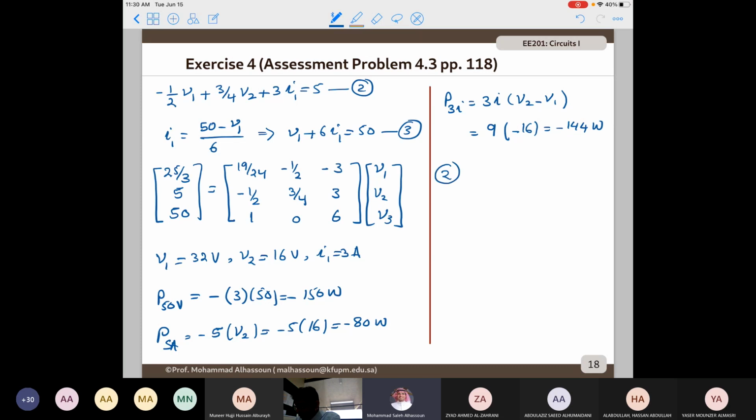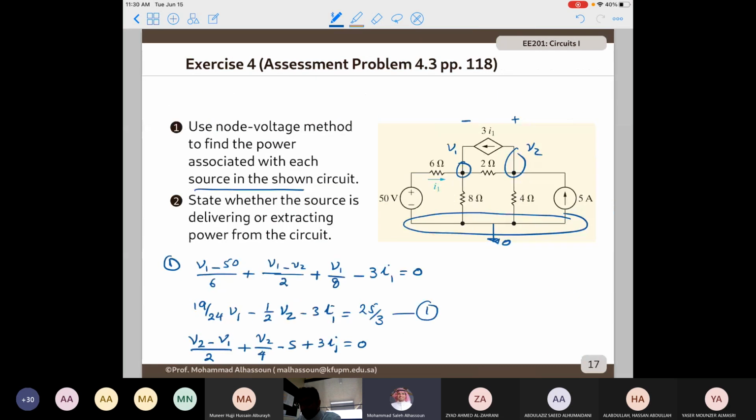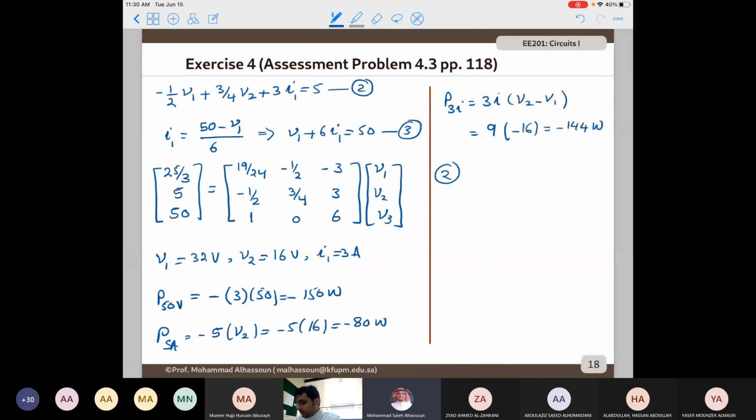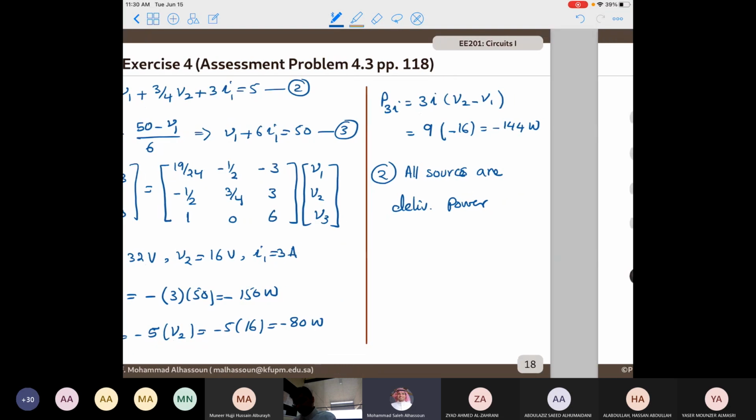So clearly, all of these sources deliver power, because the power is negative. So all of them are delivering power. Okay.